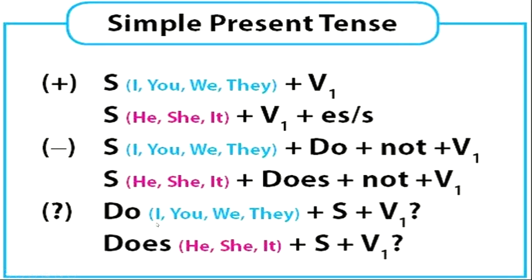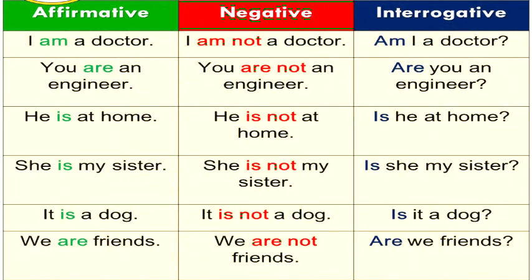Does he swim? Does she swim? Does it swim? Does Rohit swim? It is like this. I hope these rules must have been clear to you now. Do remember them, write them, learn them. Okay? We have some more examples.